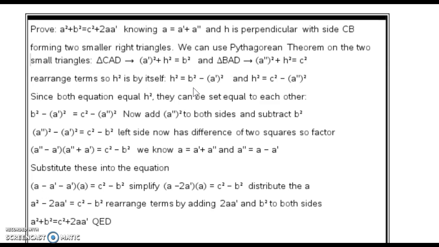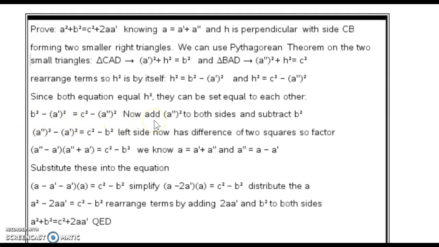So I went back and thought about what we teach our students in algebra, that if you have two equations equal to the same term, you can set them equal to each other. So that's what I wrote. Since both equations equal H squared, they can then be set equal to each other. So we're solving two equations by substitution. So here they are set equal to each other.